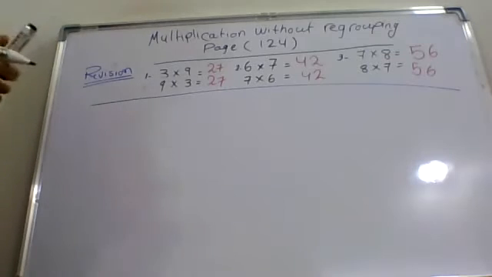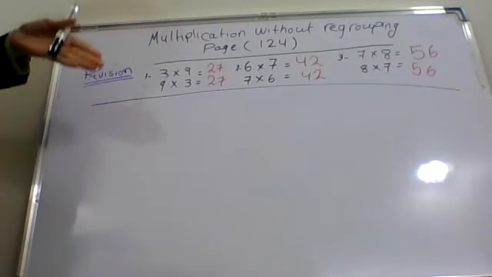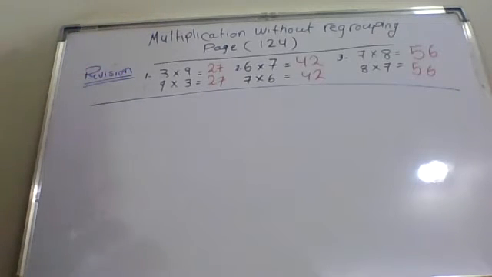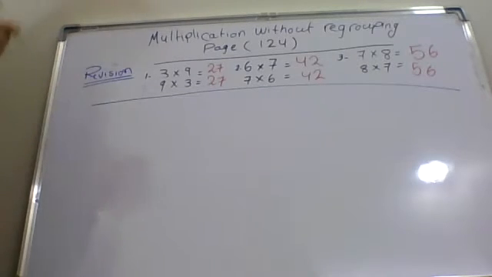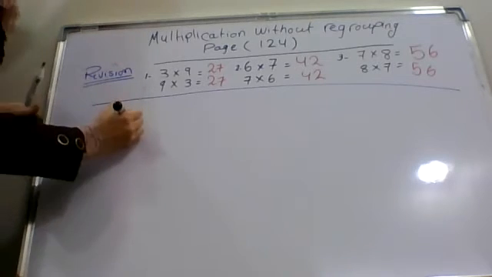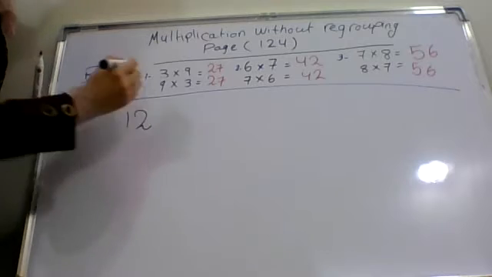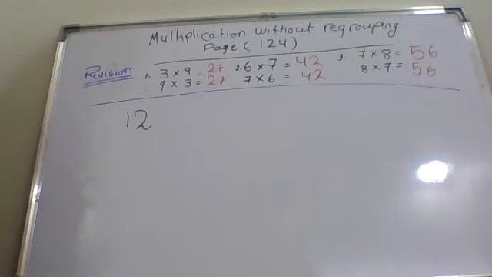But what if the number is more than 10? We already talked about how to multiply with multiples of 10 and multiples of 100. Now we want to multiply with a bigger number. Like if you want to multiply any number with 12, for example, you know that we don't have the times table for 12. So what do I have to do?